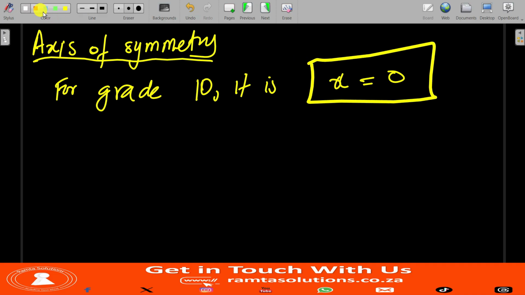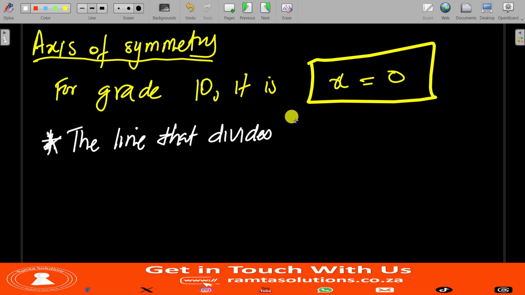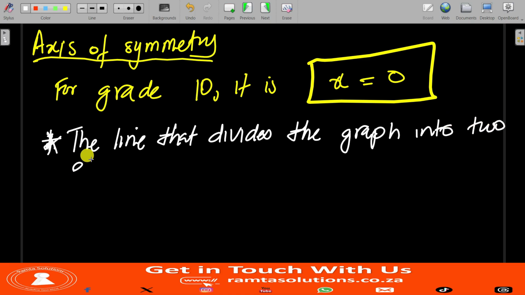But what is this axis of symmetry? It is a line, the line that divides the graph or function into two equal halves.